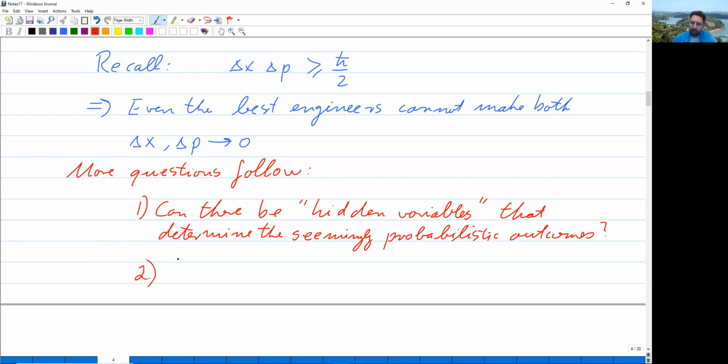Secondly, there is the possibility that not only can delta x and delta p not be simultaneously known, but it could also be that delta p alone cannot be made arbitrarily small, and delta x alone cannot be arbitrarily small. And that could be because of gravity. Does gravity impact the uncertainty principle?